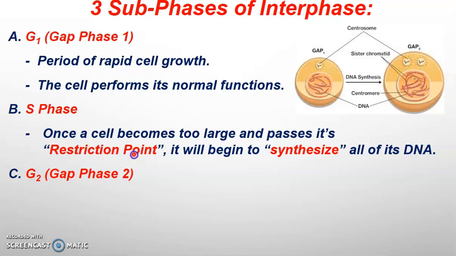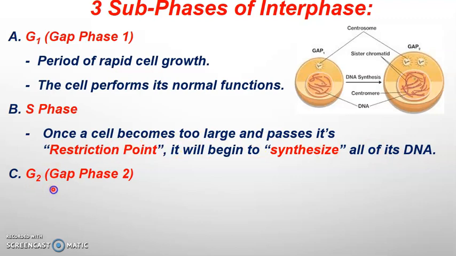This restriction point, which is going to be at some point in gap 1 or G1, is where the cell has now officially gotten too big and its rate of diffusion is going to suffer drastically. So the cell has two options at that point: divide if it can, or die. Just get out of the way and make room for another healthy cell. If the cell can divide, it officially begins what's called the S phase, which stands for the synthesis of all its DNA and chromosomes. During the S phase of interphase is where all the DNA inside is actually going to get duplicated.